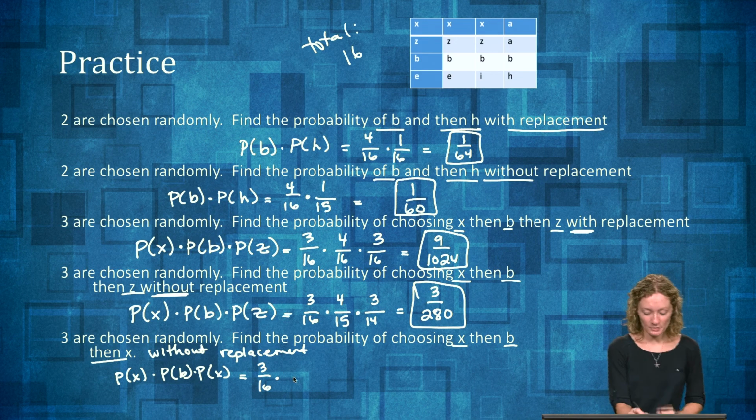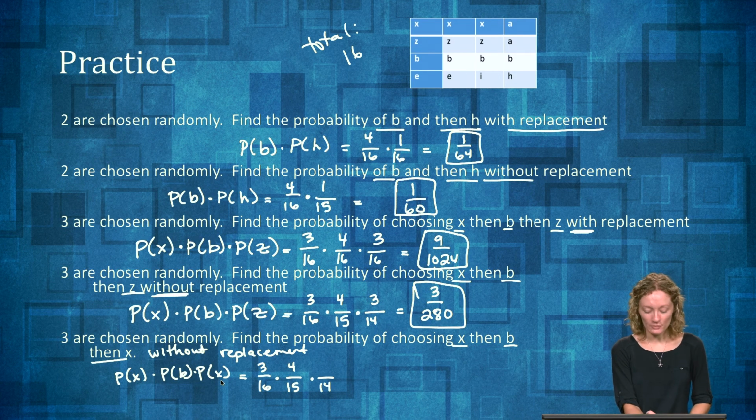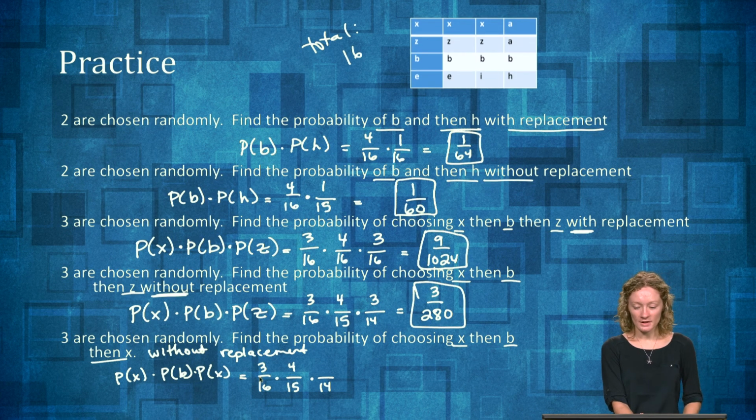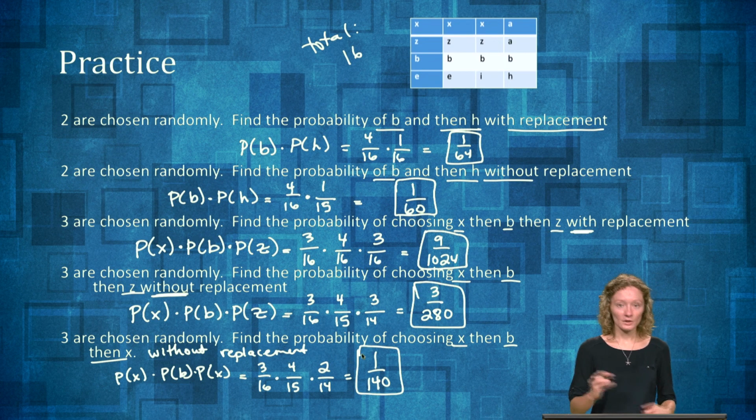We're keeping it, so then there's only 15 left. Of the 15, how many meet the criteria of being a B? And there are 4. And then the third selection, there's only 14 remaining. Of the 14, how many are X's? There were 3 to begin with, but we're holding 1 still because there's no replacement. So there's only 2 left. Multiply, simplify, 1 over 140. All right.